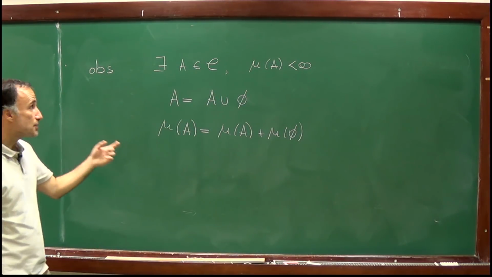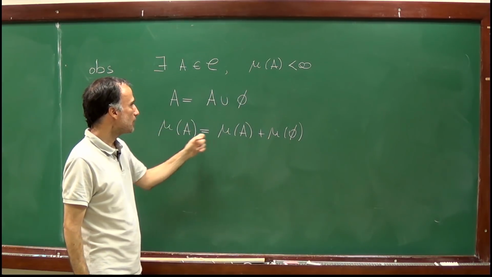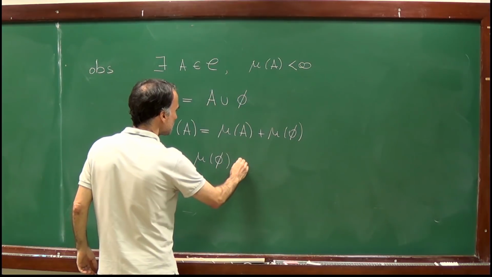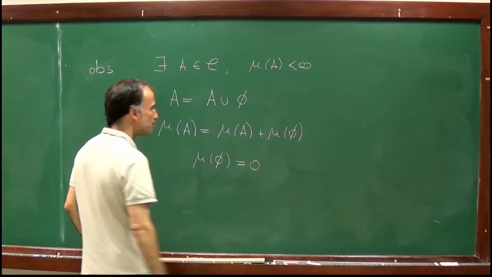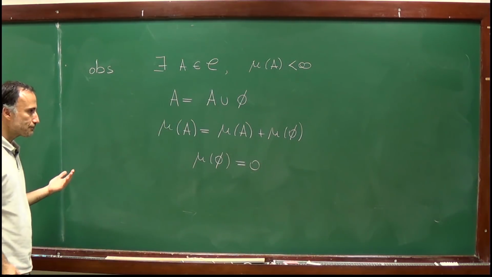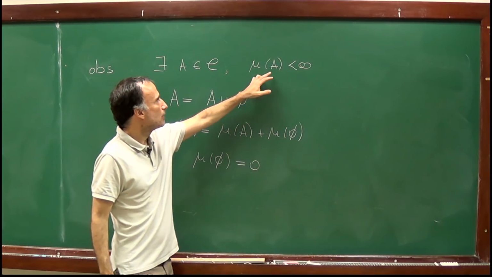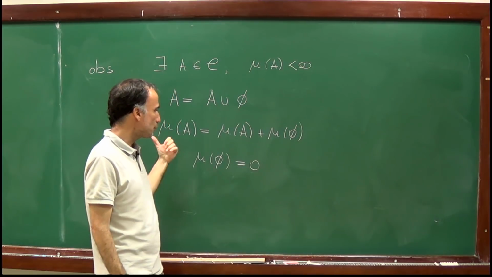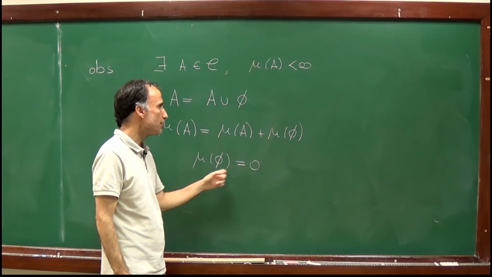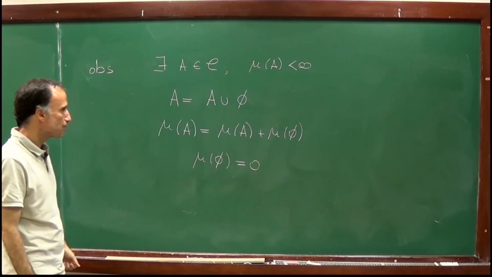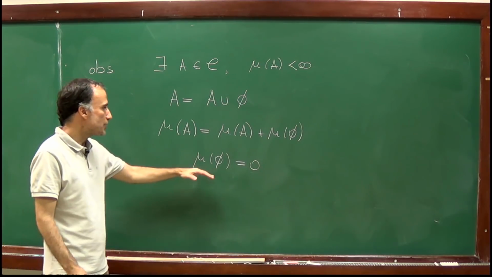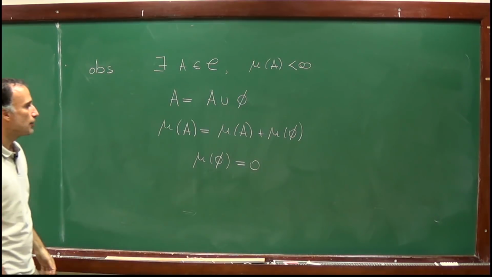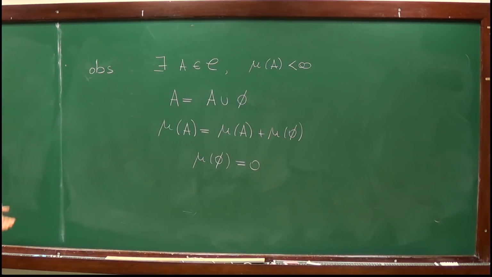But since mu of A is finite, we conclude from this equation that mu of the empty set is equal to 0. This means that if there exists a set for which mu of A is finite, then the first condition which we impose is redundant; it follows from the second condition. So just keep in mind that this condition is not very important if there is a set whose value under mu is finite.